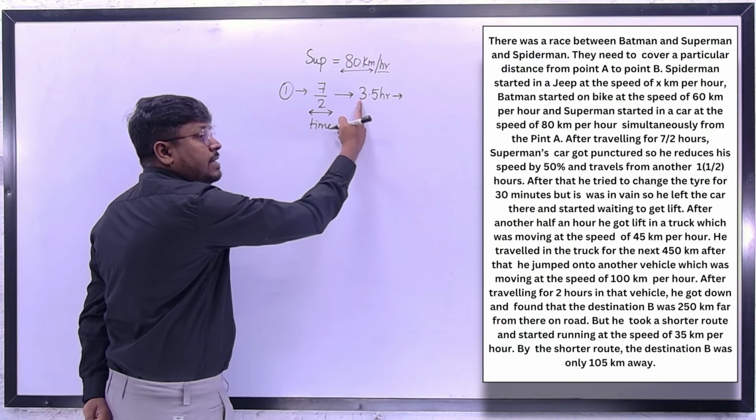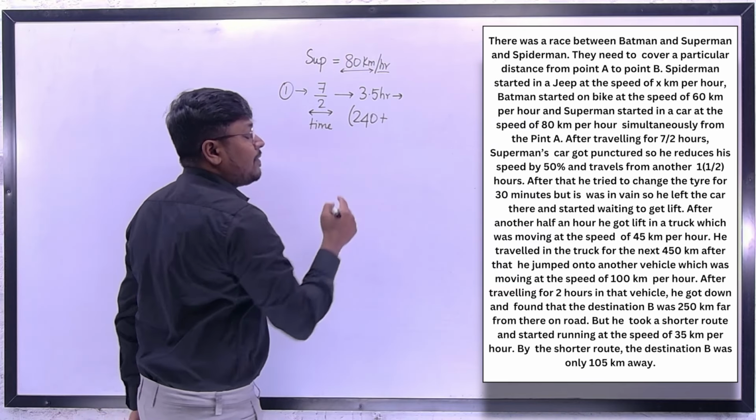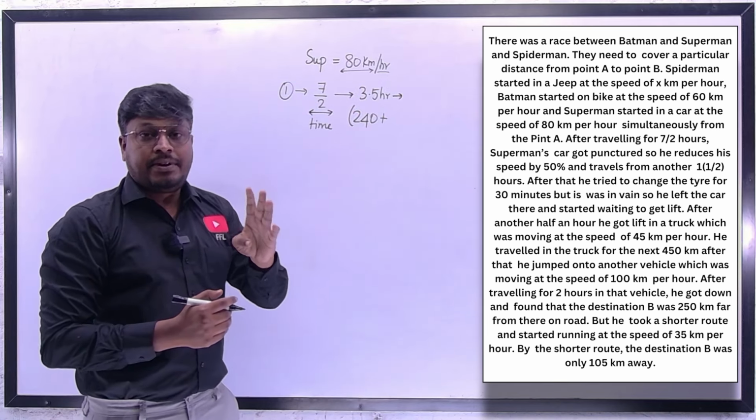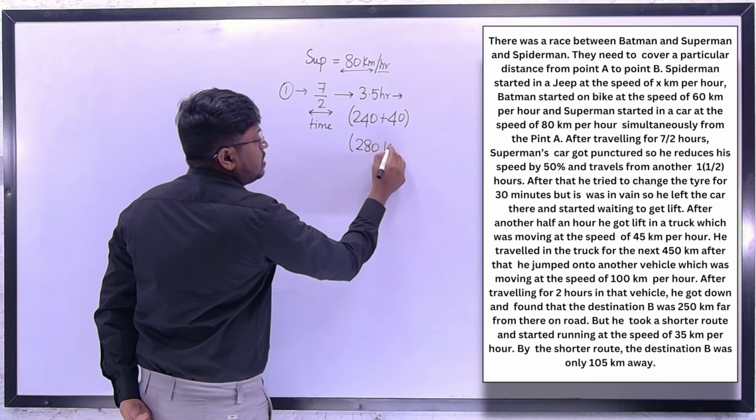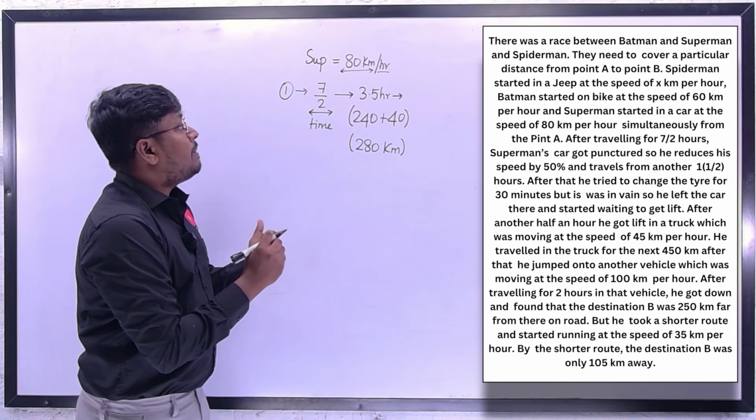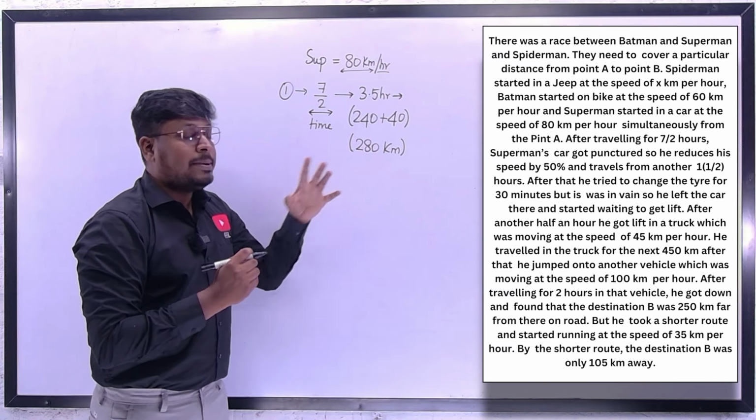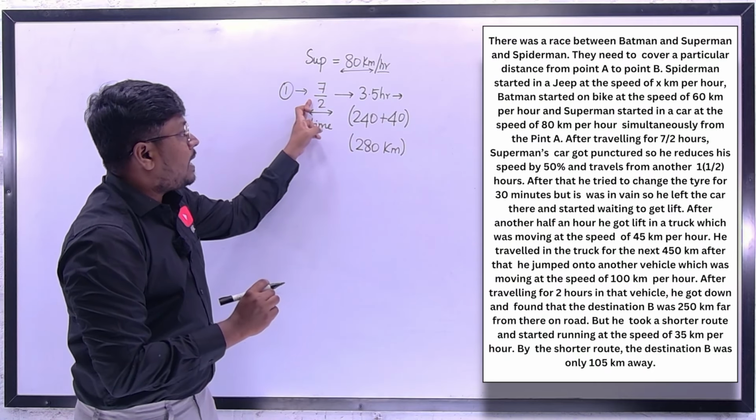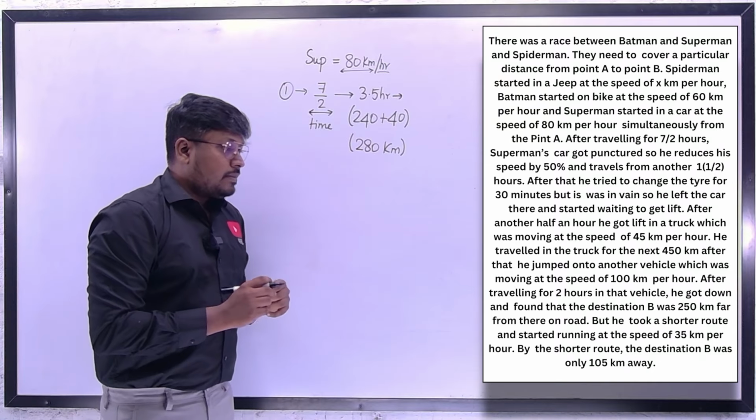Then what about 3 hours? 3 hours will be 80 into 3, which is 240. And then 0.5 is nothing but half an hour. If in 1 hour he travels 80 kilometers, then in half an hour it will be 40. So 240 plus 40 is 280 kilometers. So 280 kilometers is the initial distance traveled by Superman in 7 by 2 hours, and then his tire got punctured. So from the first clue, we found the time taken, and by using the time taken, we found the distance traveled by Superman. Second point.